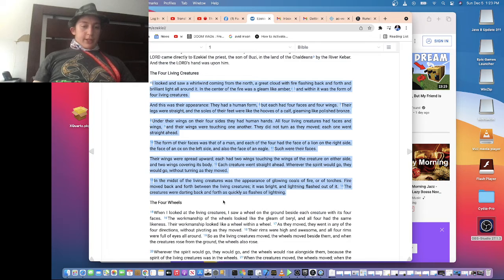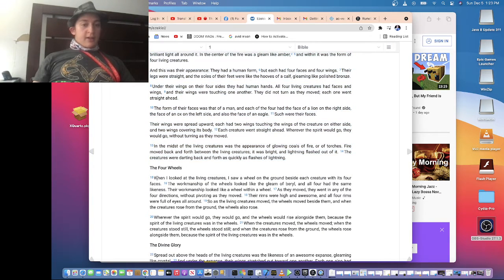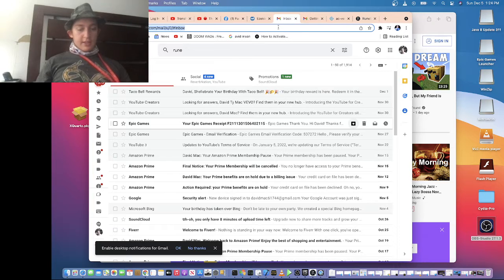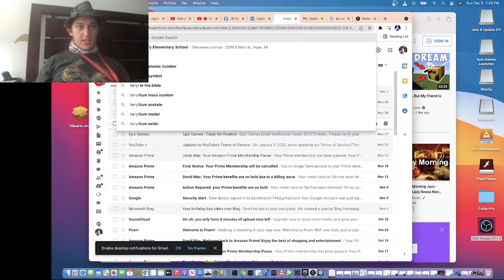So let's keep reading. When I looked at the four living creatures, I saw a wheel on the ground on each side of each creature, and with its four faces. Four faces means the windows, the exterior of it. The workmanship of the wheels looked like the gleam of beryl. So what is beryl? Let's look up beryl. What does beryl look like?